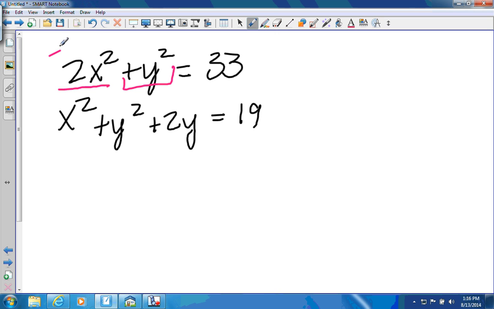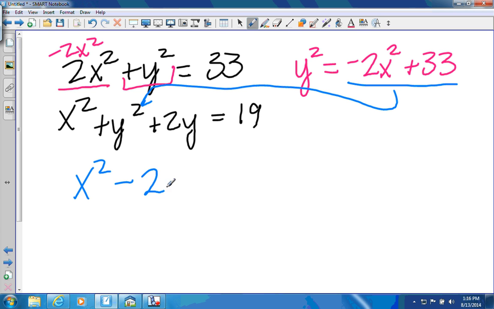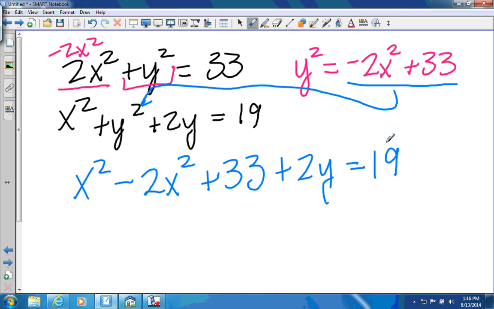I have to subtract 2x squared from both sides, so then you get y squared equals negative 2x squared plus 33. Alright, and so now since I know that, take this part and substitute: 4y squared becomes negative 2x squared plus 33, plus 2y equals 18. And then because it's a quadratic equation, put it on one side.